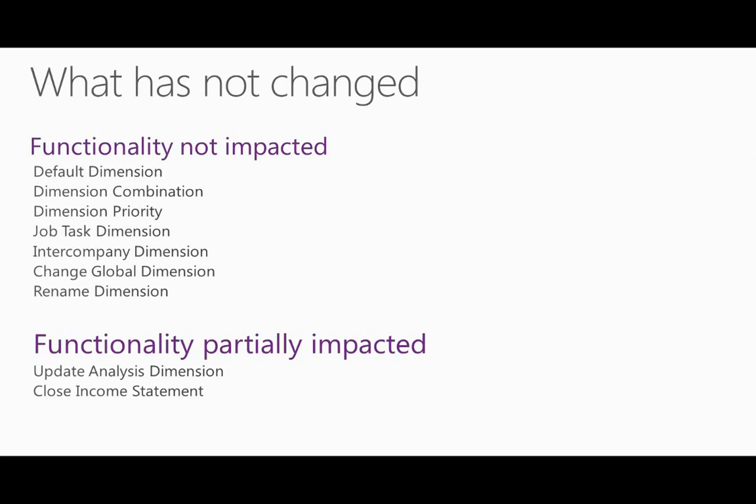The functionality is used only to retrieve dimension and dimension value already set up. The new design doesn't impact it. Dimension combination. Dimension combination is a matrix page where the user can block or limit a particular dimension to be combined in journal, document headers, document lines, worksheet lines, or budget entries.